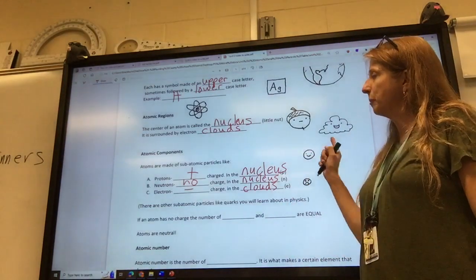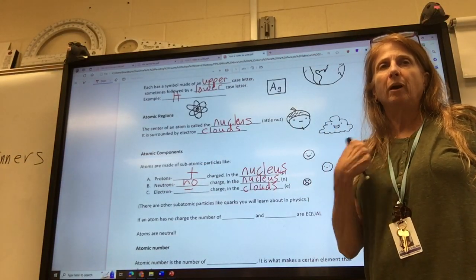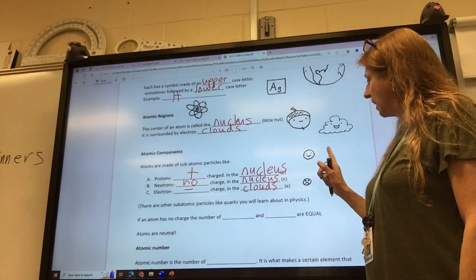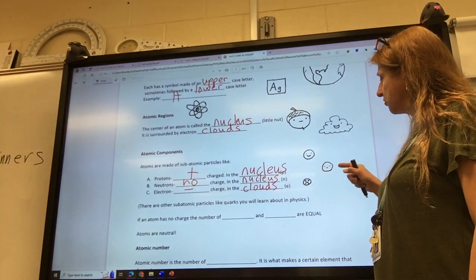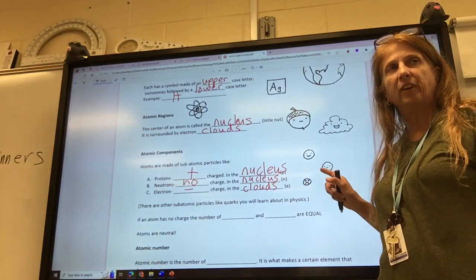This is to help you remember. Protons are positive. I have a shirt that says, be like a proton, be positive. I'll have to wear it. Then neutrons are neutral. See the neutral face? And electrons, there's his little negative face.